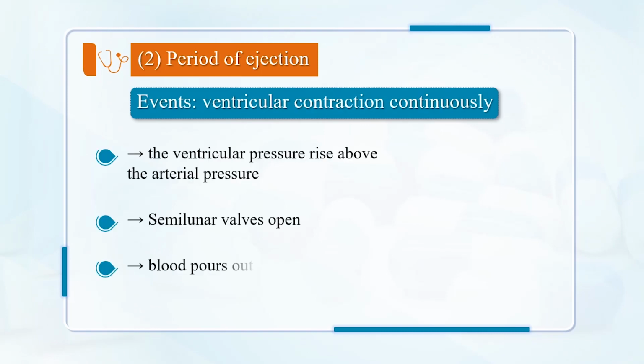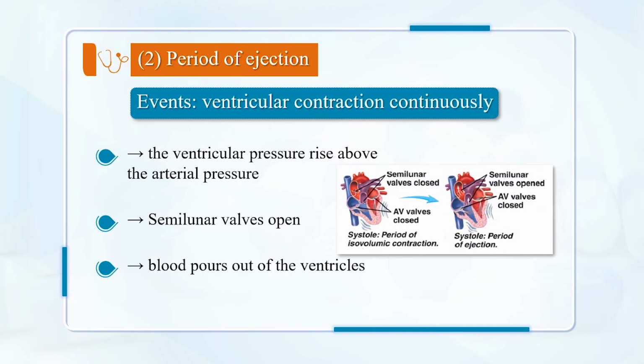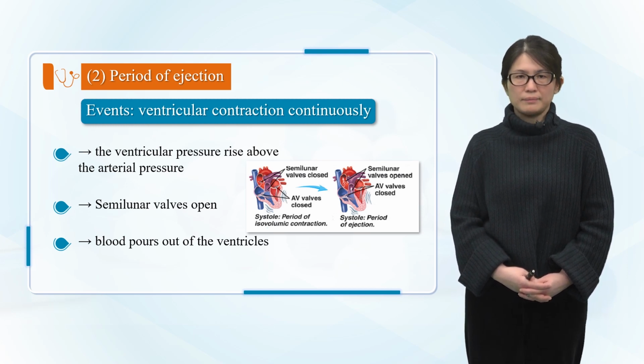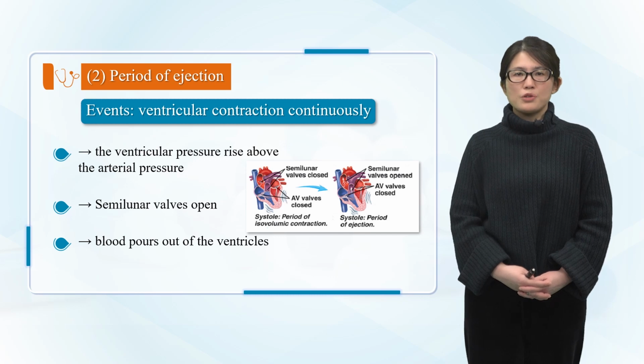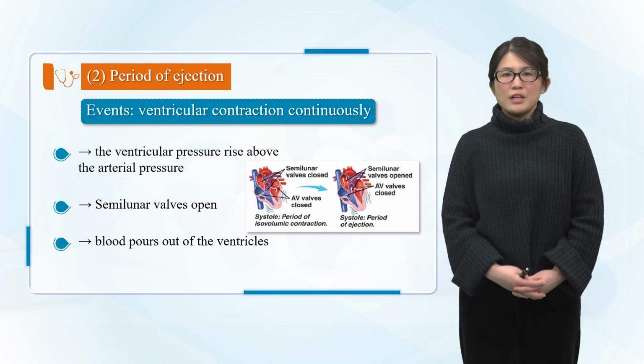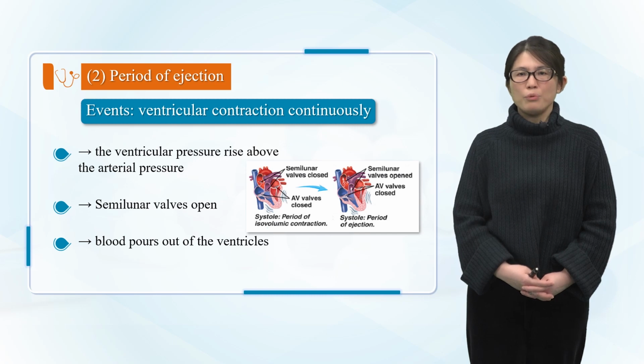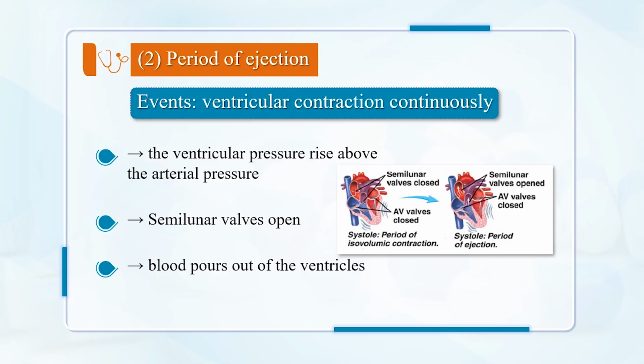Rapid ejection period. In the early stage of ejection, it lasts about 0.1 seconds because the blood in the ventricle quickly enters the aorta. The ventricular volume is rapidly reduced. However, due to the strong contraction of the ventricular muscles, the intraventricular pressure continues to rise and reaches its peak, and the aortic pressure also rises.